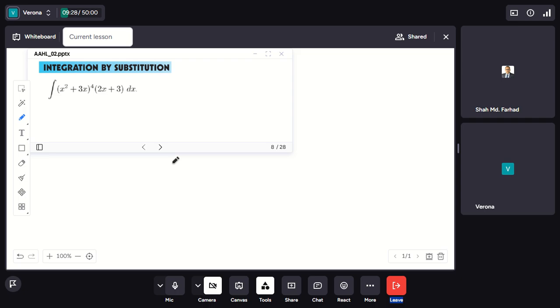So here in this integral, can you mark which one we should identify? Good, this one in the middle. Then if we let u equal to x square plus 3x, then complete it.